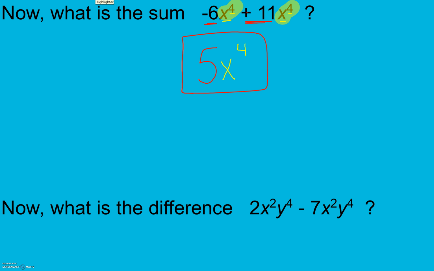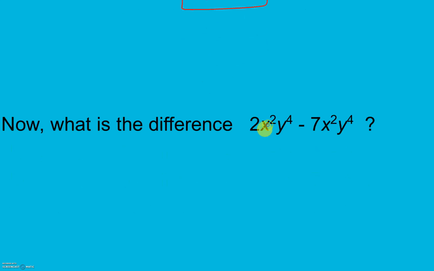In the second one here, same idea. I have x squared y to the 4th. And because that's exactly the same in both of my factors, I can combine them. I keep my bases the same and my exponents the same. So since it's x squared, I keep it x squared, and since it's y to the 4th, I keep it y to the 4th. And from there, I perform my operations on my coefficients. 2 minus 7 is -5. So I have -5 times x squared y to the 4th.